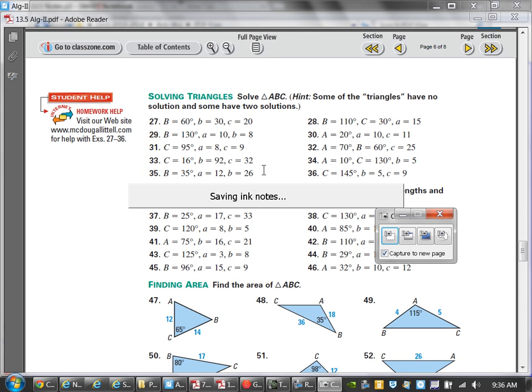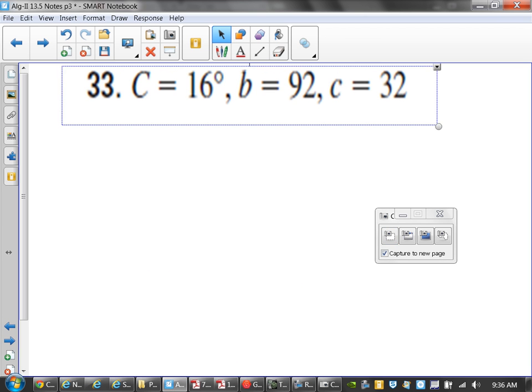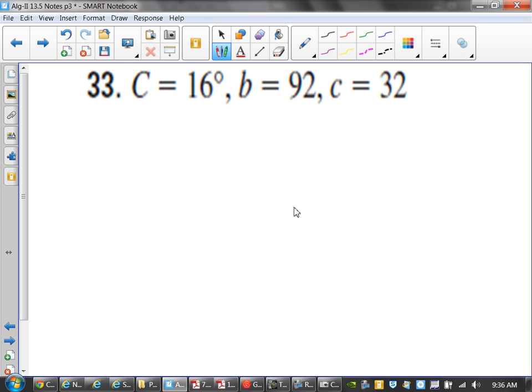When you work with the ambiguous case for the law of sines, again, what I'm going to do is a quick rough sketch of what we have. A, B, C, 16, 32, 92. Okay. Now, we know that the given angle is acute, so I have to check all the values.